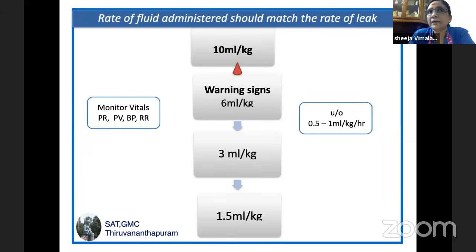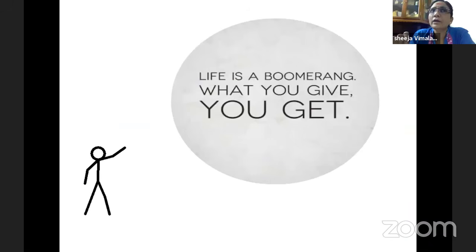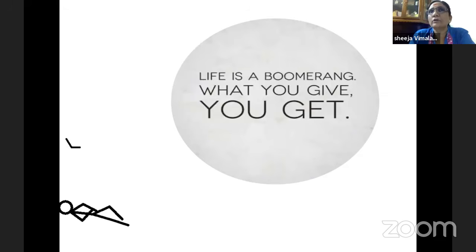It may not be mandatory for you to catheterize. You can ask the mother to collect the urine in a bottle, and you can see the color of the urine as well as the quantity of the urine. That is mandatory. Now, why are we so particular about looking at the urine output, deciding if the fluid has to increase or decrease?